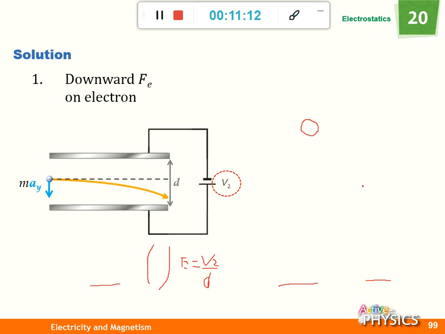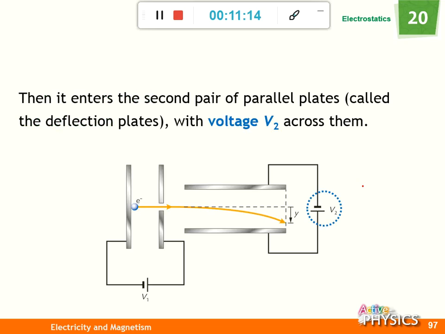Actually, this example tells us that the mechanism of a CRT TV, a cathode ray tube TV, is the same. We have the electron gun, and we also have the deflector plates. This pair can control the electron in the vertical direction. If we have the other pair of parallel plates in the horizontal arrangement, it can govern the horizontal displacement of the electron. Finally, with the horizontal one and the vertical one, we can form a TV screen.